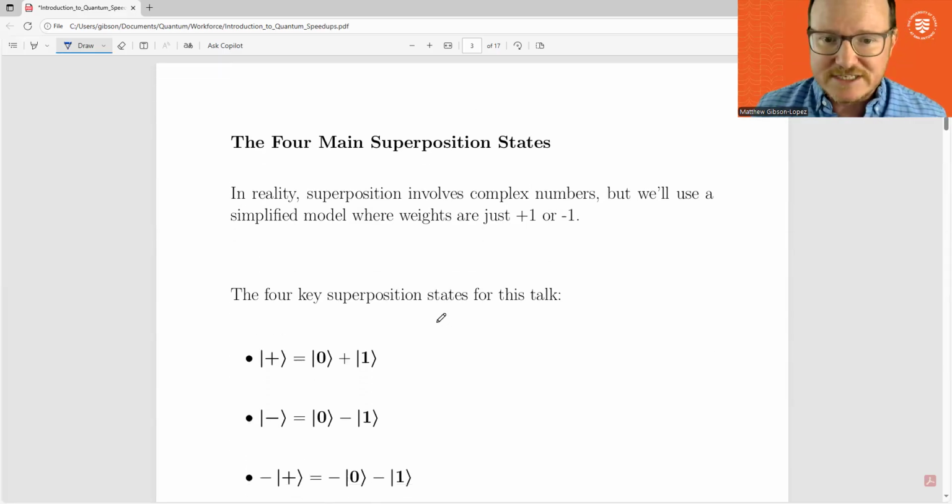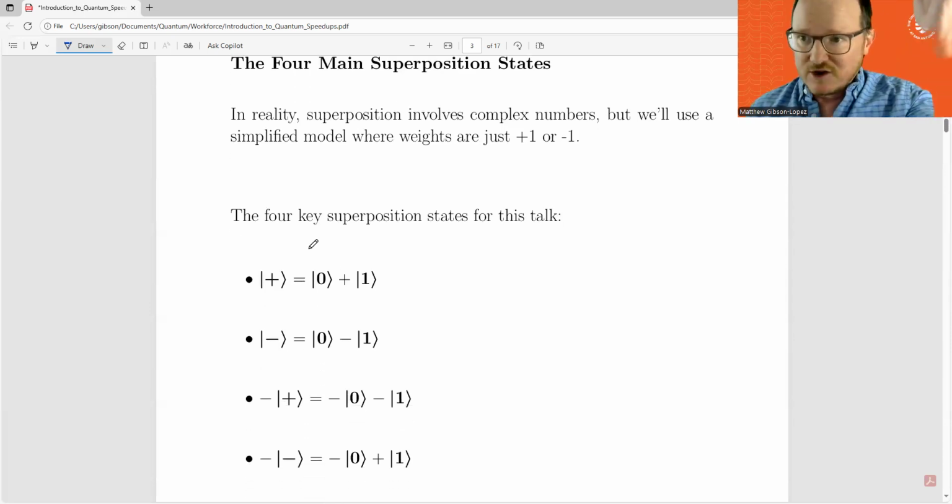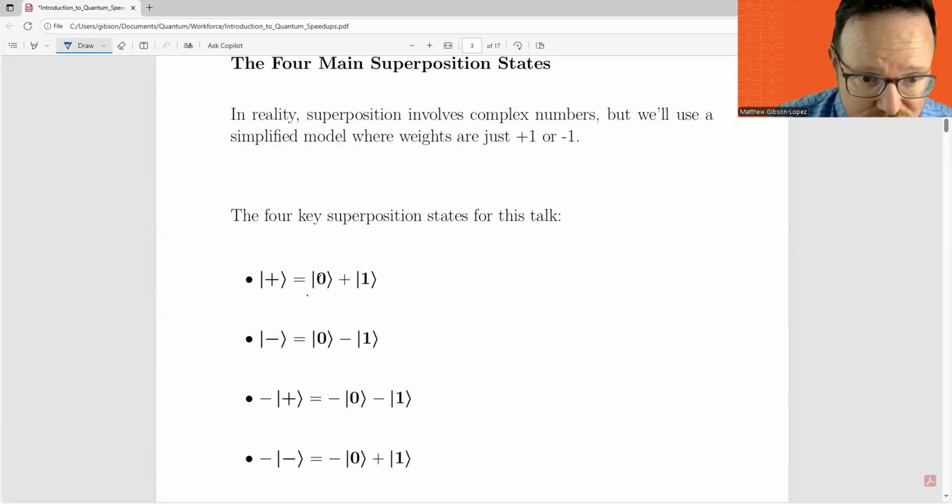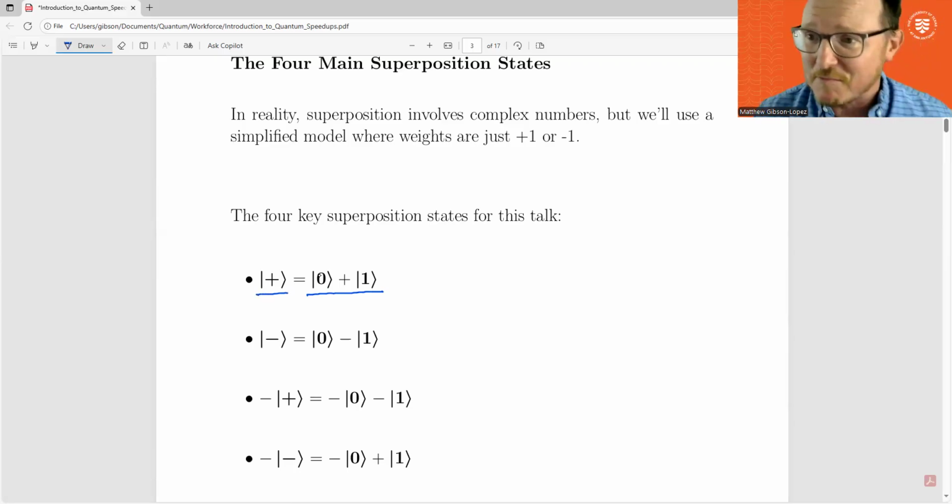So the four key superposition states are basically going to be 0 and 1, and then the signs on each of them could either be a plus 1 or a minus 1. So you could have plus 0 plus 1, and we denote that with this ket plus. This represents a superposition state that's essentially 50% 0 and 50% 1, and the signs are both plus 1, and the plus indicates here that the signs are both plus 1.